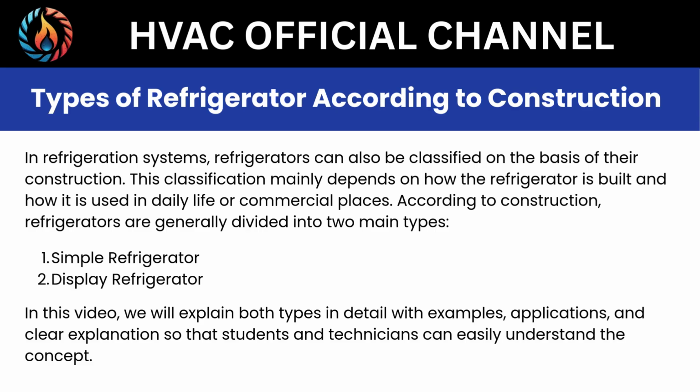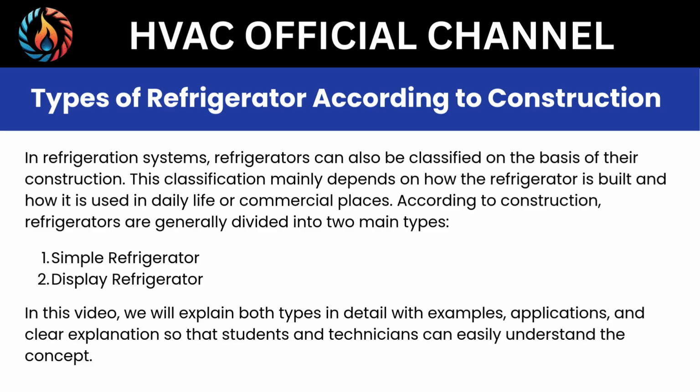Types of refrigerator according to construction. In refrigeration systems, refrigerators can also be classified on the basis of their construction. This classification mainly depends on how the refrigerator is built and how it is used in daily life or commercial places. According to construction, refrigerators are generally divided into two main types: 1. Simple refrigerator. 2. Display refrigerator.